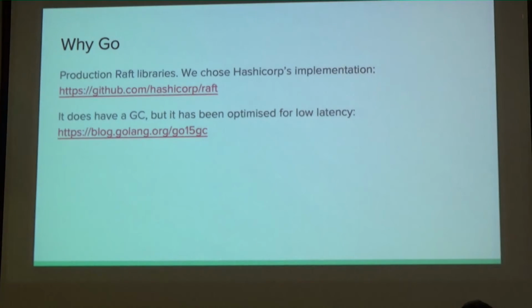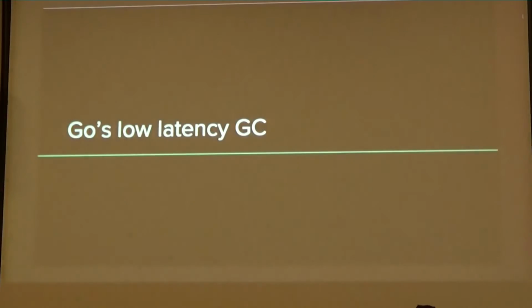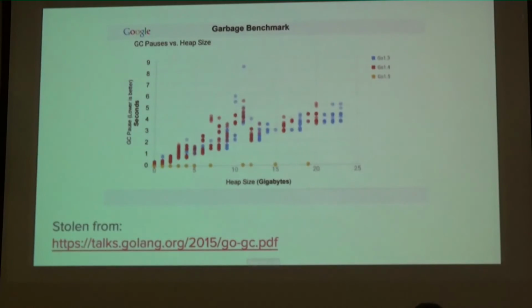I should say why Go in the first place. One of the big reasons was it already has a production Raft library, so that just makes sense to use really. But also, it's garbage collected, but they have specifically tuned the garbage collector for latency, which is obviously good for our use case. And this is the kind of stuff we're looking at when we're investigating different languages.